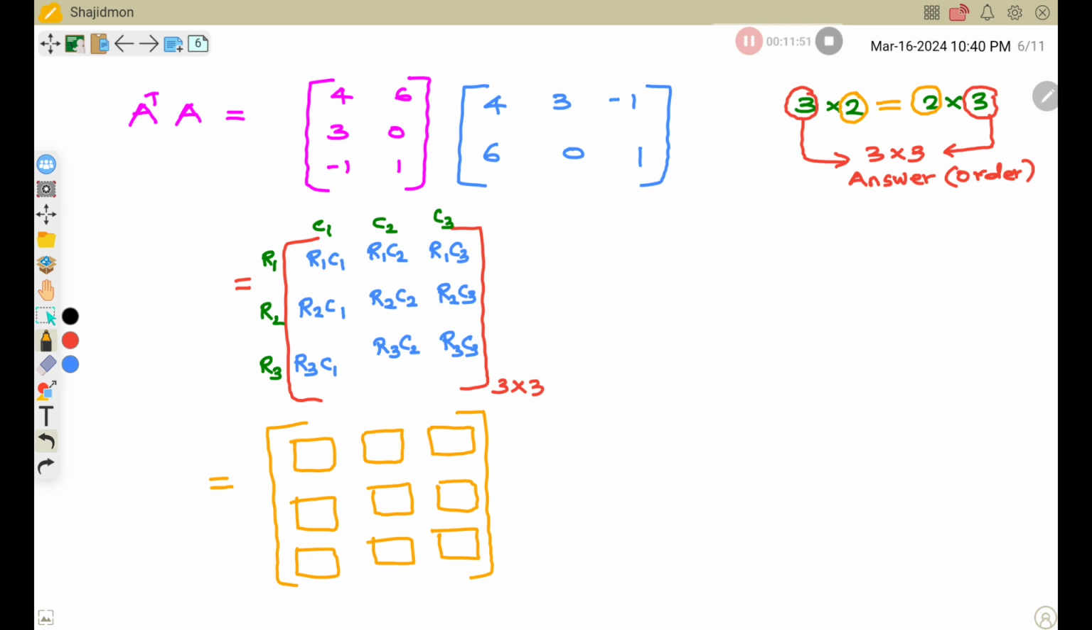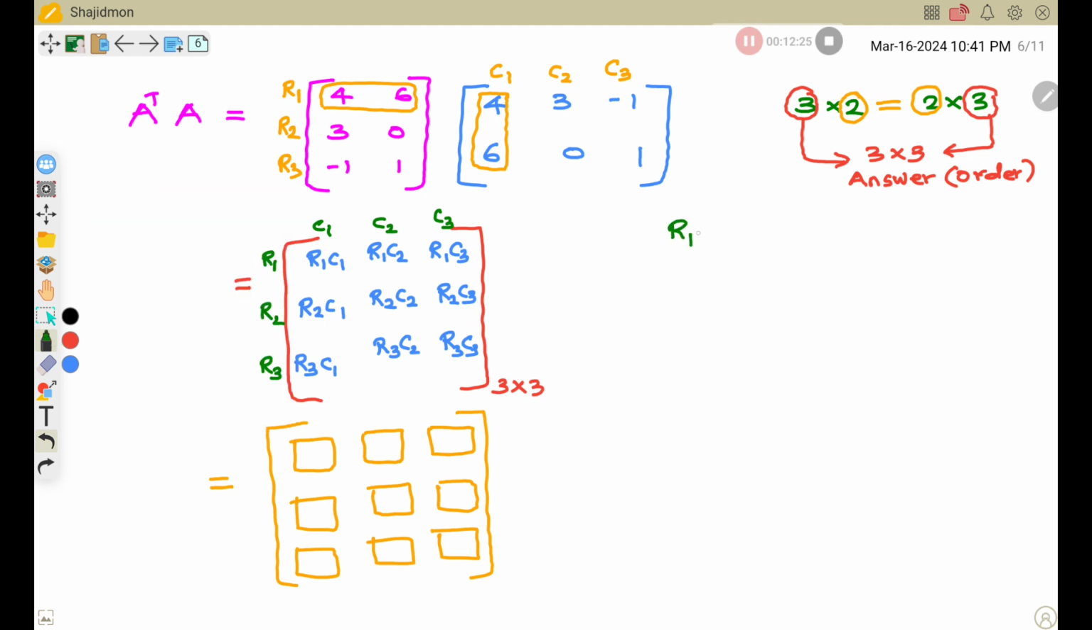First R1 C1, first we need to calculate R1 C1. R1 C1 means, what is the meaning? The first row, okay, this is the row number 1, this is the row number 2, this is the row number 3, okay? First matrix we are taking rows and second matrix we are taking columns, column 1, column number 2 and column number 3, okay? This is the process we are doing multiplication. So what we are doing, first row number we need to multiply with the first column number, that is called R1 C1. So I am writing that multiplication steps on this side.